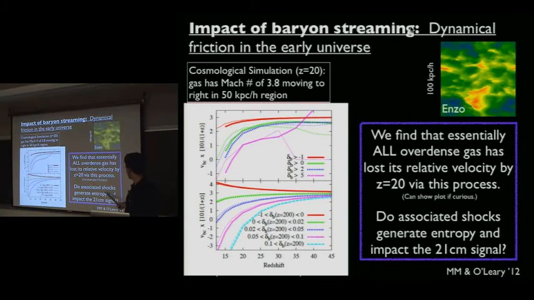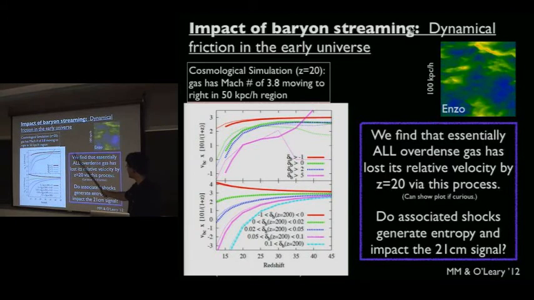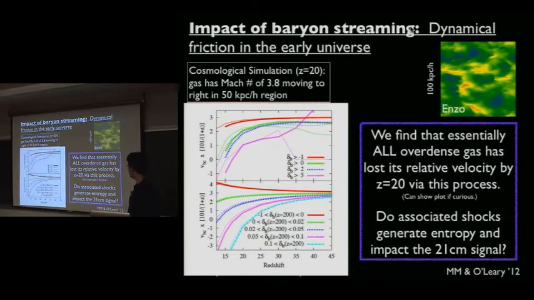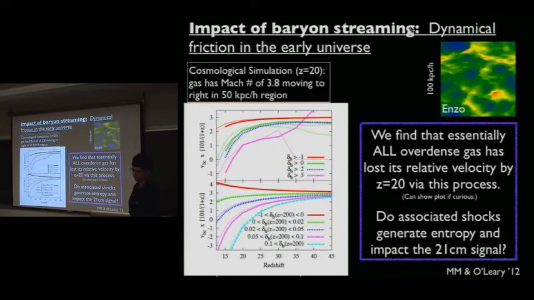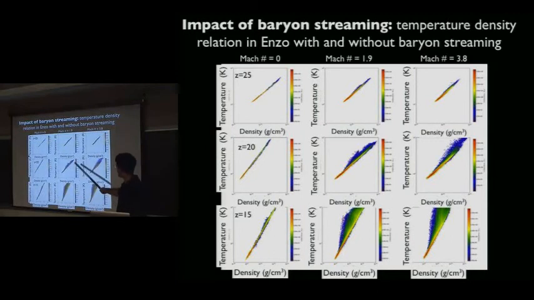And so do the associated shocks generate entropy and affect the 21 centimeter signal? If you were thermalizing all of this energy that's going into deceleration, then the answer would be yes, you would have very large fluctuations. And in fact, if you just look at the temperature-density relationship in the simulations, when you have this relative velocity, you get a lot more dispersion in your temperature-density relationship.